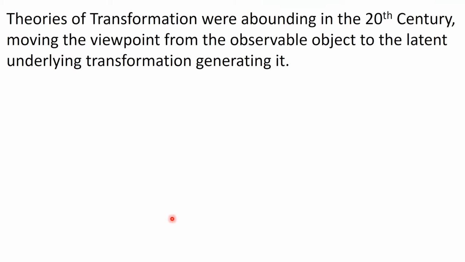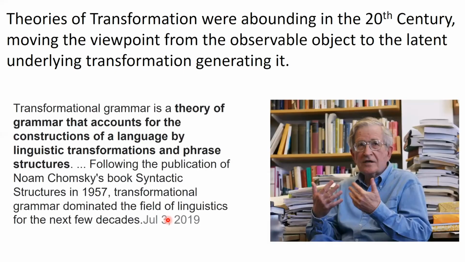Now, I wanted to give some context because Bruce made his statement that Mike Miller doesn't like to just talk about his thing only. I just wanted to say that theories of transformation were abounding in the 20th century. And I think it's really exciting that we were able to link to it, all of us, moving the viewpoint from the observable object, what Chomsky would have called the surface structure, to the latent underlying transformation generating it. That is a very powerful idea, and many great people were exploring it. I just mentioned Chomsky, but I wanted to just show you this. Literally, his grammars are called transformational grammars. So transformational grammar is a theory of grammar that accounts for the constructions of a language by linguistic transformations. And of course, that was the whole thing we learned in school of how to parse sentences. And transformational grammars dominated the field of linguistics for a long time.